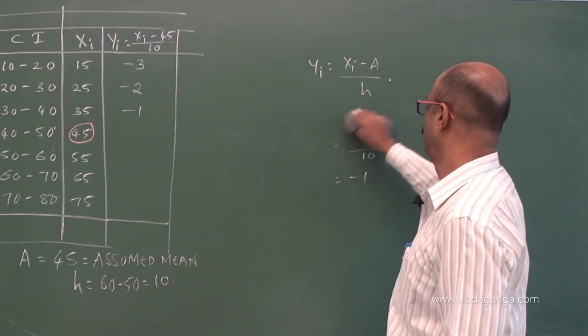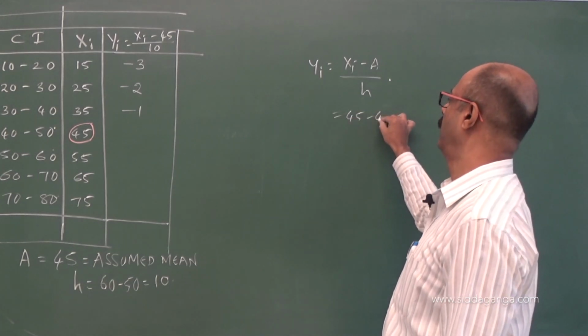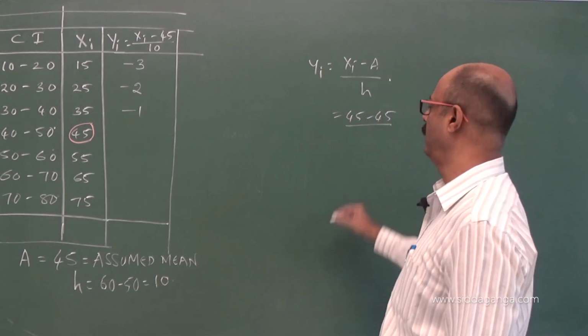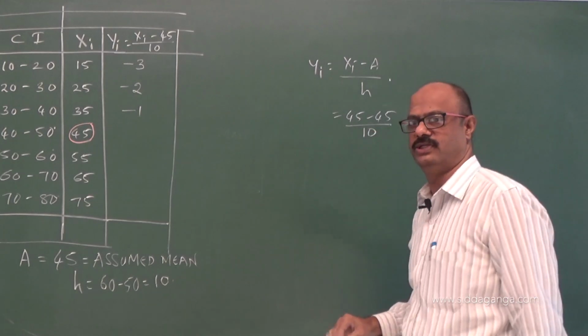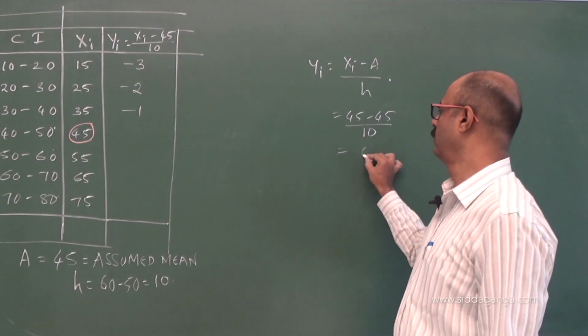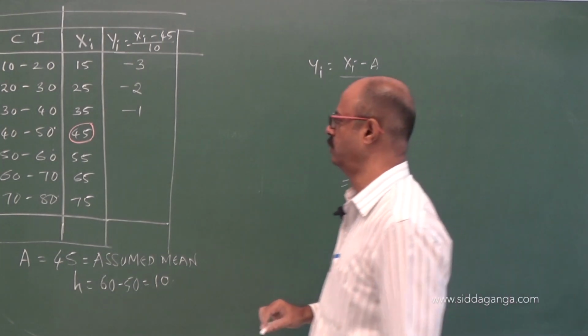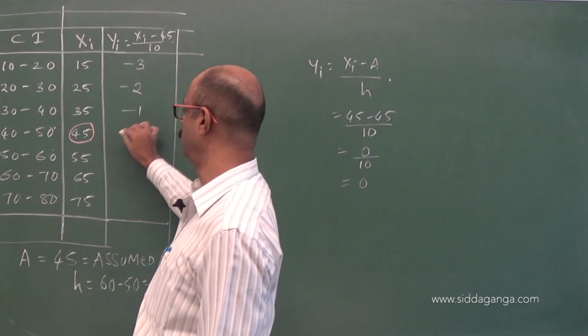The next number is 45 minus 45. 45 minus 45 divided by h, the difference in the class interval, is 10. Numerator you will get 0. 0 divided by anything is always equal to 0. Therefore, this value is equal to 0.